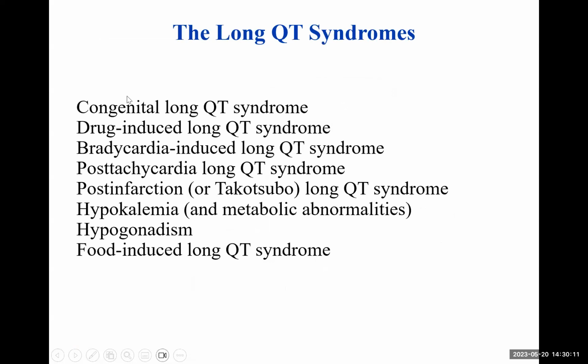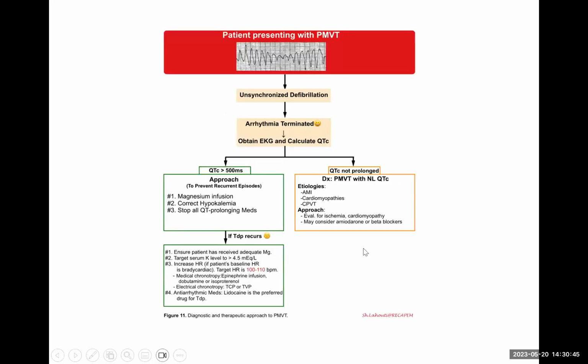Long QT syndrome, remember, it could be congenital, drug-induced, bradycardia-induced, post-infarction, or in a patient with Takotsubo syndrome. This is transient. You have seen many cases, or few cases, to be honest. Few cases of Takotsubo develop polymorphic VT. And once they are controlled, they don't have the tachycardia, and they are doing well in follow-up. Once the ejection fraction improves, there is no indication to put in a defibrillator. Electrolytes also, hypokalemia, hypocalcemia, and sometimes food-induced long QT syndrome can be in the differential diagnosis.